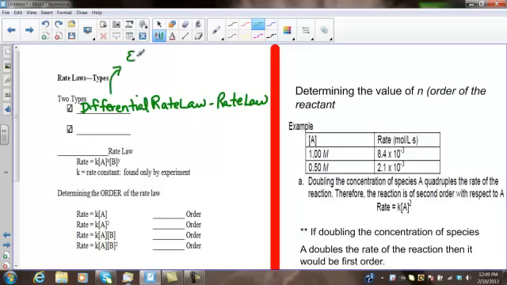So this expresses how the rate of a reaction depends upon the concentration of the species. And there I put the brackets so you know whatever that species is.